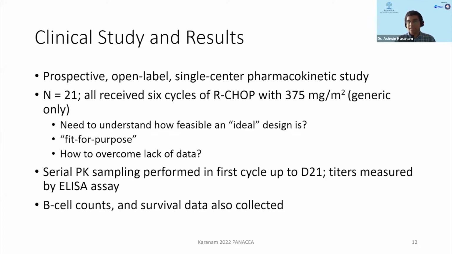N is equal to 21, 21 subjects, all received 6 cycles of the R-CHOP with 375 mg per meter square. And that's how the data was generated. We did serial PK sampling in the first cycle up to 21 days. And the concentration titers were measured by an ELISA assay. We also collected B cell counts and survival data. Now, the other question is, we don't have innovator data from the study. What do we do? How do we overcome this? And the answer is literature review. You look in the literature and you compare it to the literature data. And that's exactly what we did.